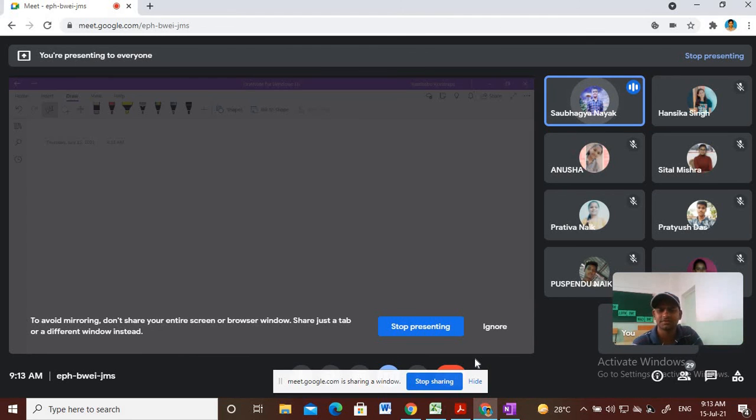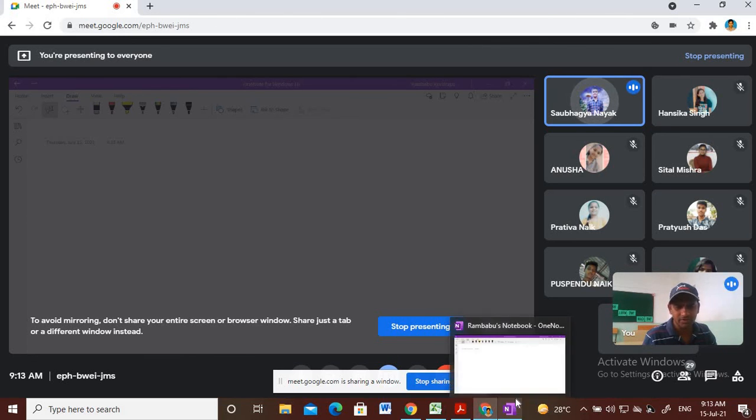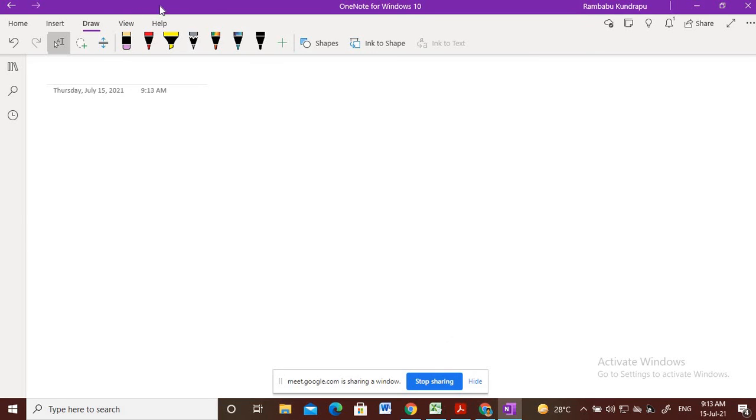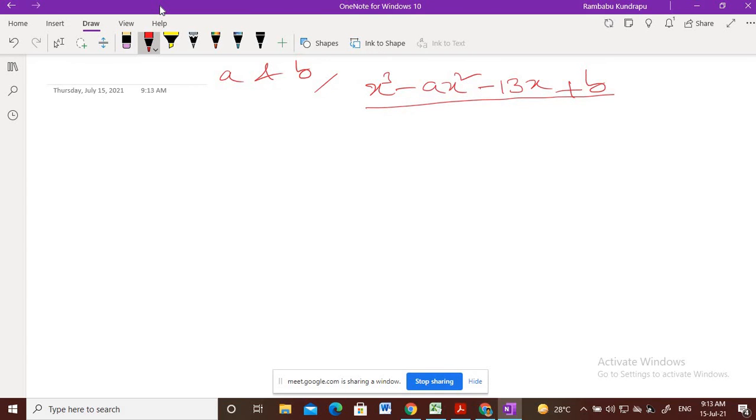Yes, sir. I got the question. The values of A and B, means we have to find the values of A and B so that the polynomial x cube minus ax square minus 13x plus b is divisible by x plus 1 and x minus 3. What are the values of A and B?